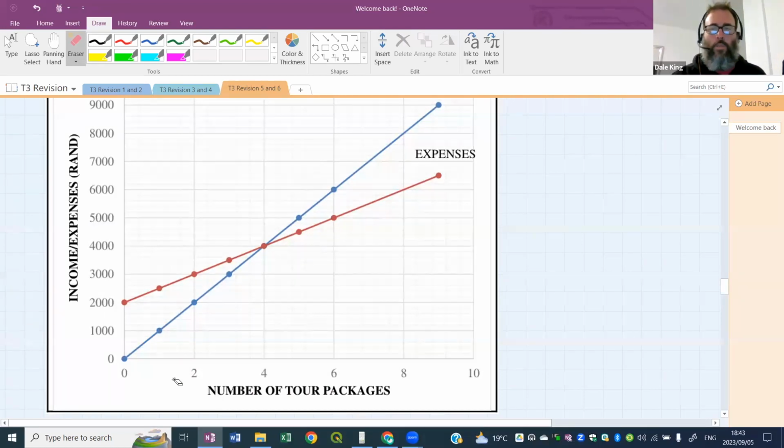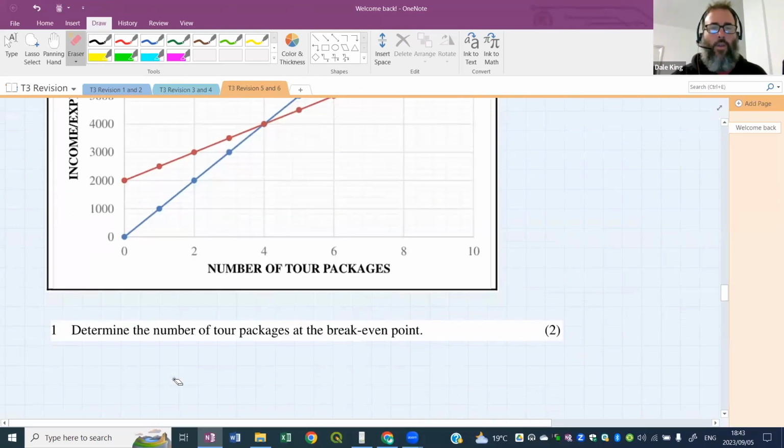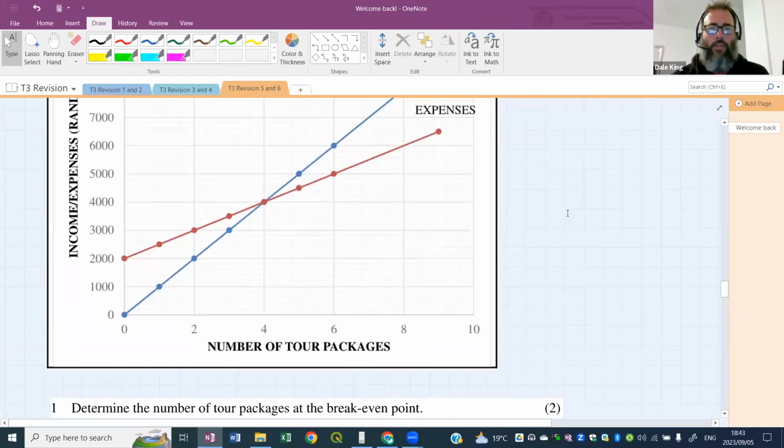We've got an income and an expense line. Here come the questions. Nice and easy to start off with. Everybody should be answering this one. Determine the number of tour packages at the break even. Everyone gets these 2 marks, right?